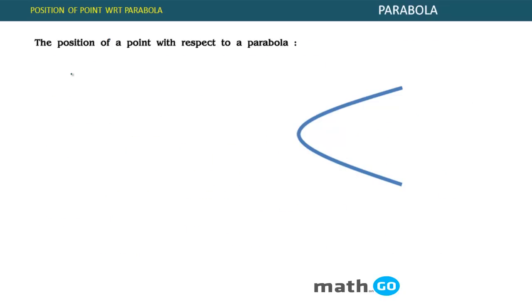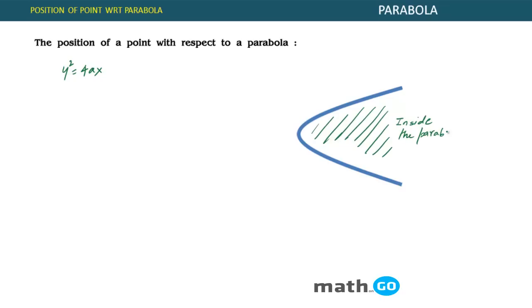So this concept is now the position of a point with respect to a parabola. So let's say the parabola is y² = 4ax. Now let's see how many cases there are. This is the first place where the point P can lie, that is inside the parabola, bounded by the circumference of the parabola. The other is that it can lie on the parabola. And the third can be outside the parabola, right? Again, these three cases: outside, inside, on.